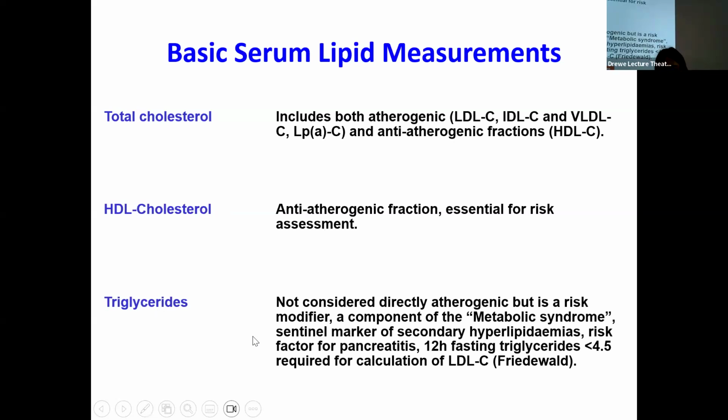And then triglycerides. Again, these aren't considered directly atherogenic, but they're seen as a risk modifier. Certainly, high triglycerides are part of the metabolic syndrome, because you overproduce VLDL in those circumstances. It's also a sentinel marker for some of the secondary hyperlipidemias, and it's a risk factor for pancreatitis. We also need the triglyceride measurement if we're going to use Friedewald or some of these calculations for the LDL cholesterol. So these are the three basic lipid measurements that we actually measure directly in the lab.